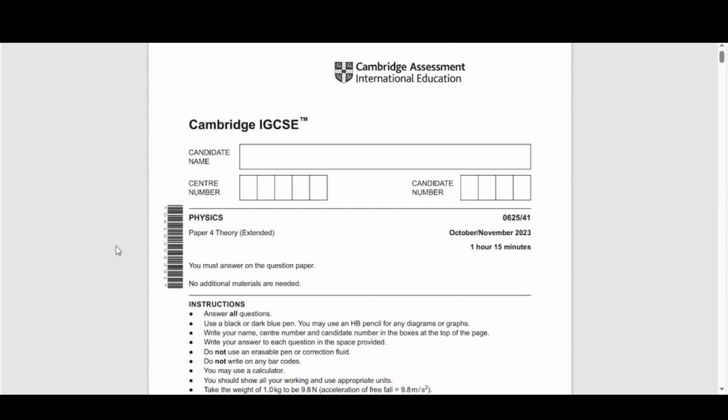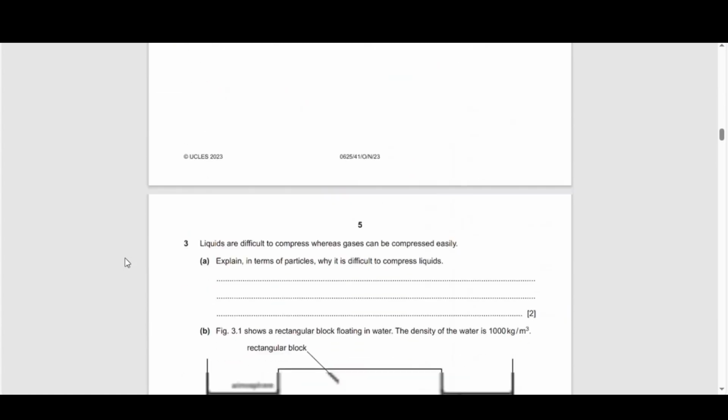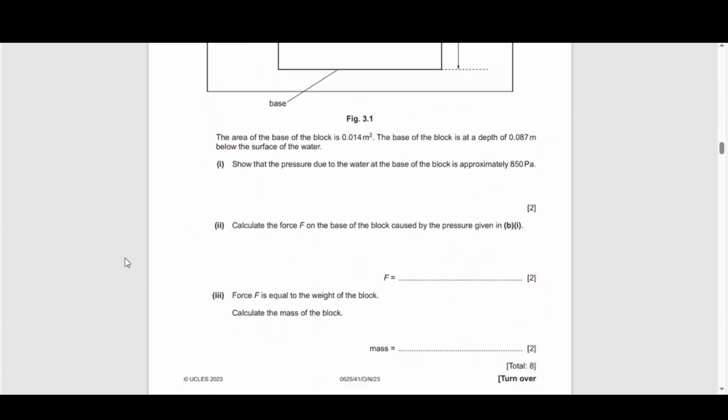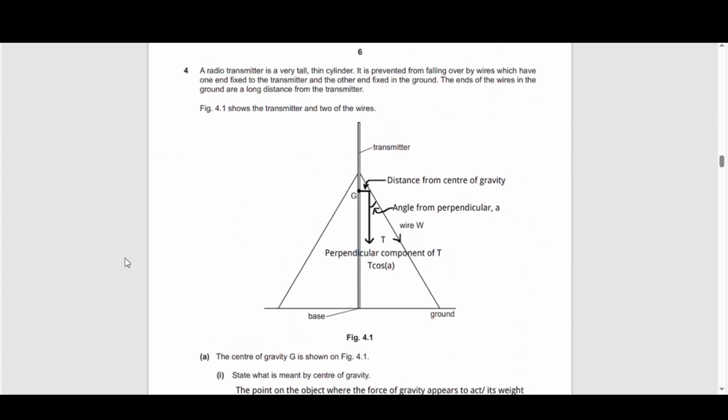So we're starting off with October, November 2023. We're looking at paper 4.1. So if I go down to try and find the question on moments. So there's our first question.